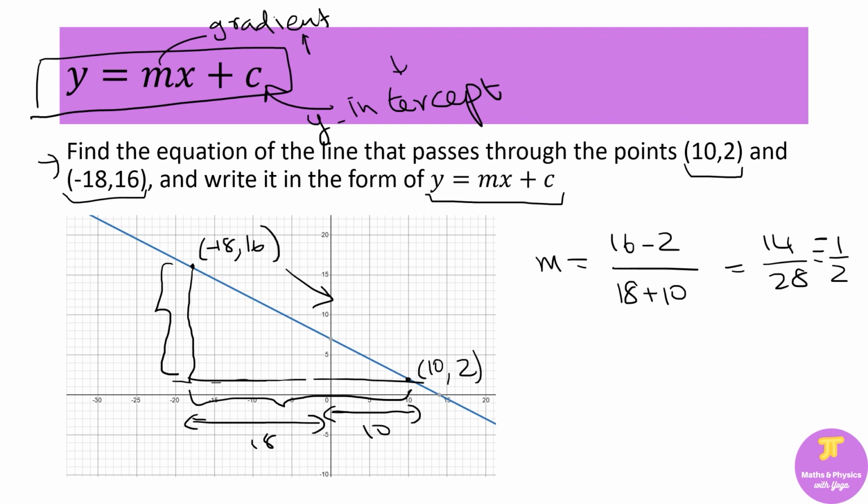And so what is the y-intercept? The line is intercepting here. This is the y-intercept. It's intercepting y, so the coordinate is (0, 7). So 7 is the y-intercept. So the equation of this line is y equals -1/2 x plus 7.